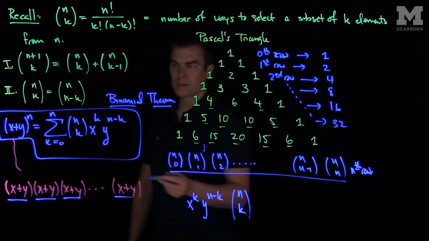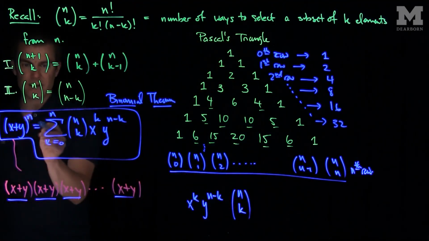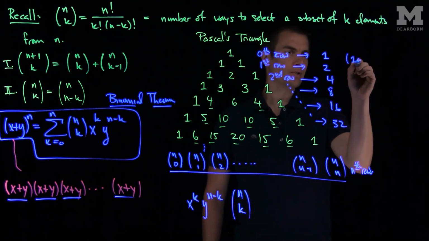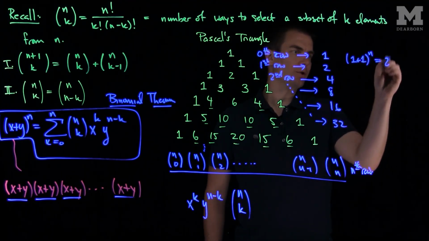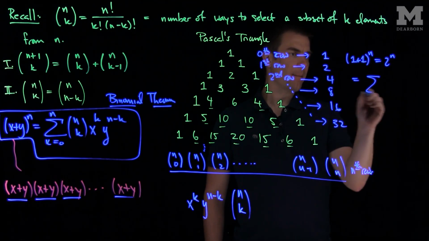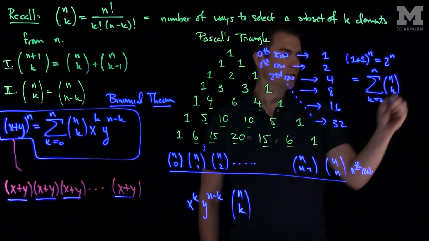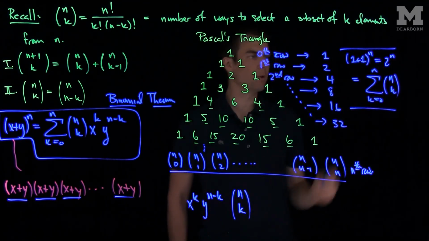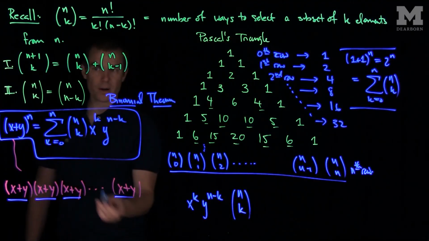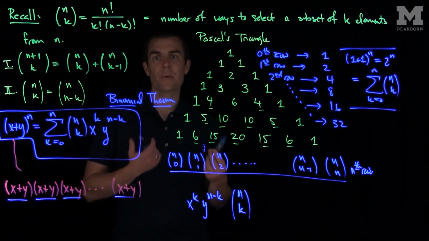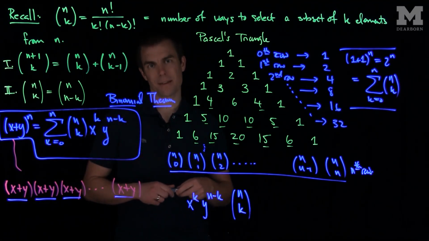And so what we have here is a particular consequence of this. If I plug in x equals 1, y equals 1, then 1 plus 1 to the n, or 2 to the n, is the sum, k goes from 0 to n, of n choose k. So we get all sorts of really beautiful relationships from either looking at the triangle or applying the binomial theorem to a special collection of x's and y's, and we get lots of useful information from this. Thank you very much.